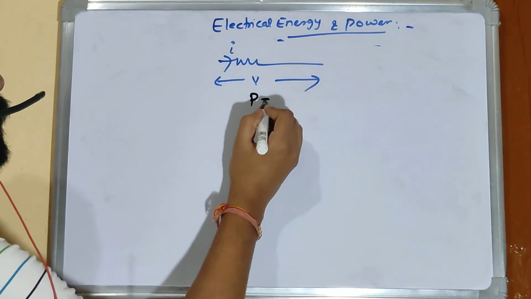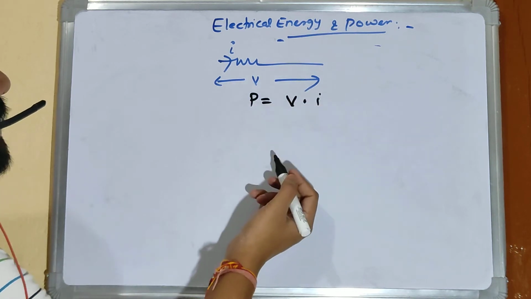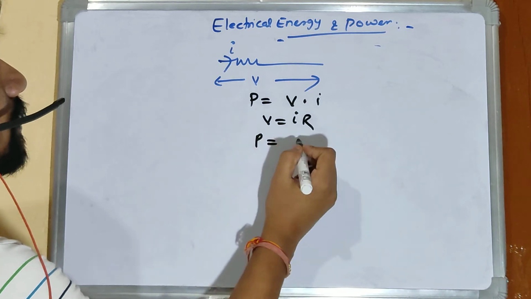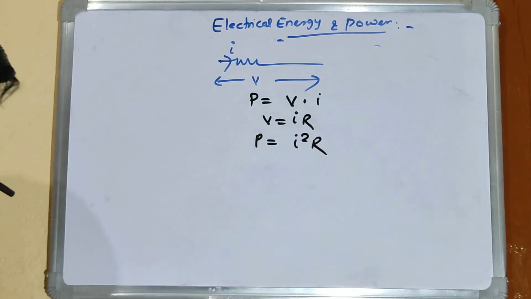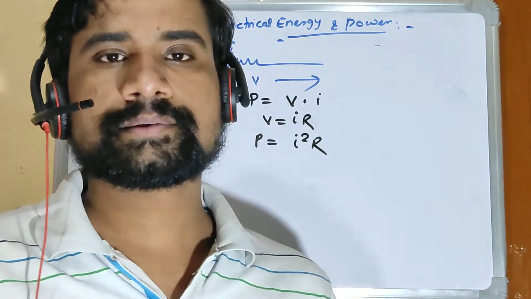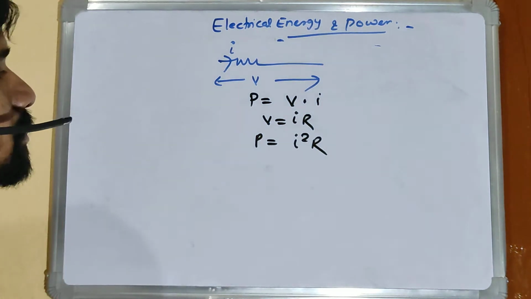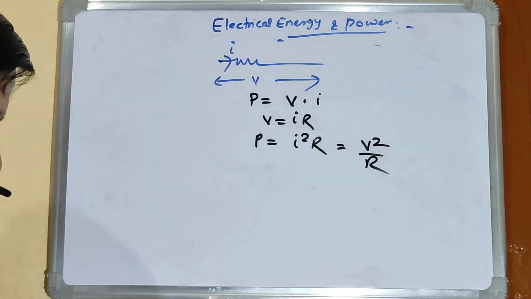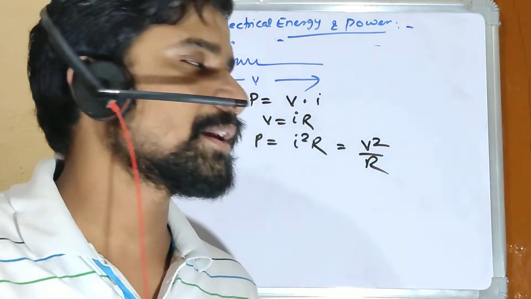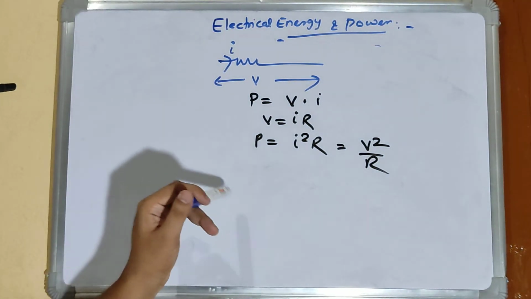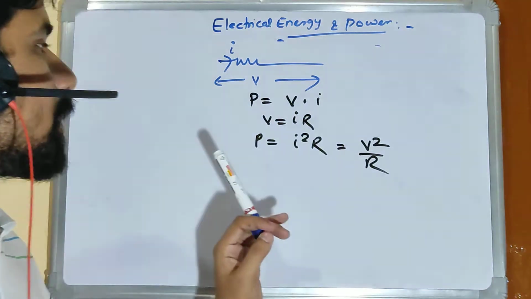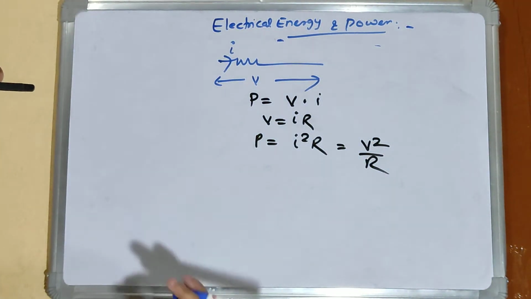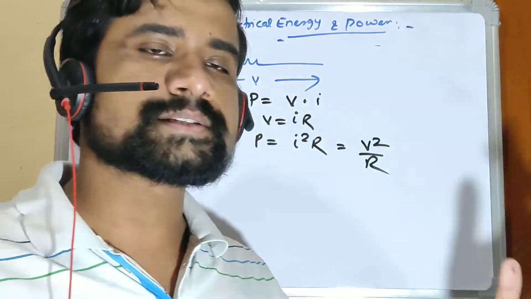P equal to V into I. And you know V equal to IR, right? So P becomes I square R. And it can also be written as V square by R if you want to say in terms of V or I, right? So this much amount of power, or if I multiply it by time, we get heat energy. So this energy is getting dissipated in this resistor.